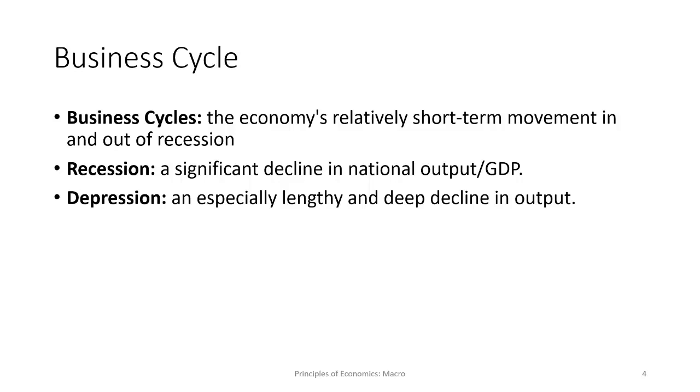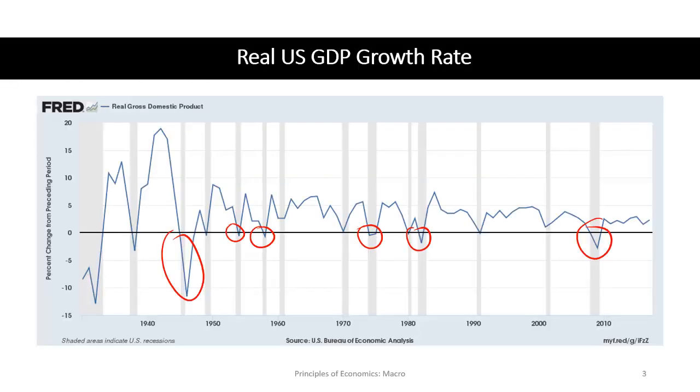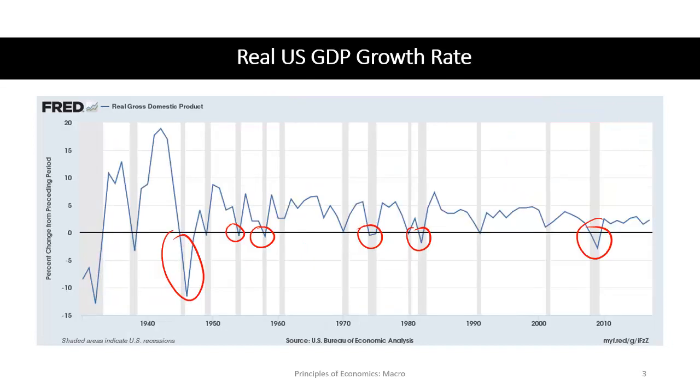There are a couple of other things I would like to focus on. Peak is, during the business cycle, the highest point of output before a recession begins. So let me show you in the graph where the peak is. So in this graph, this is the peak. When this is the highest point, since then the GDP decreases.